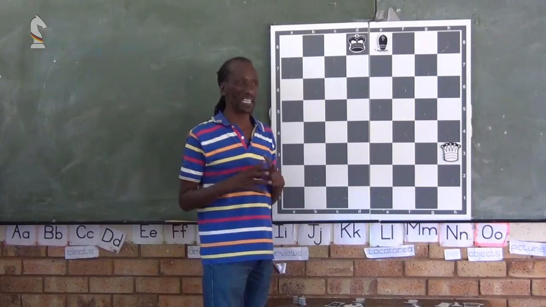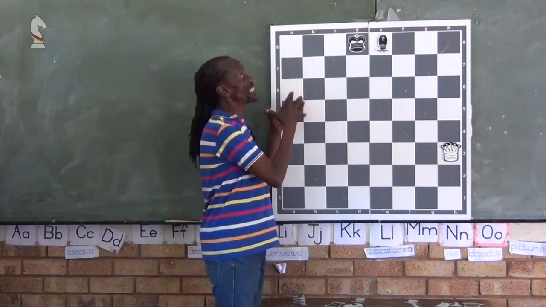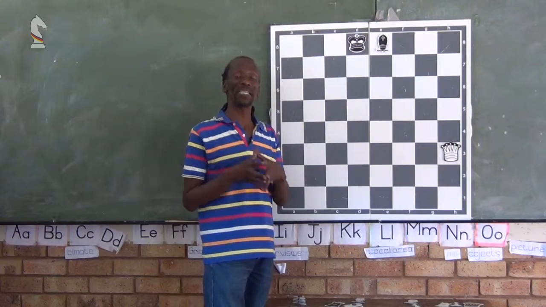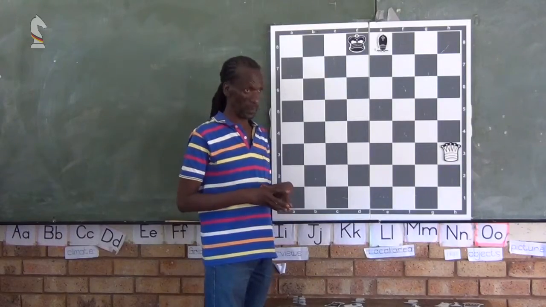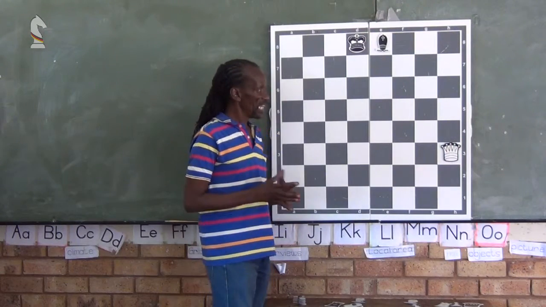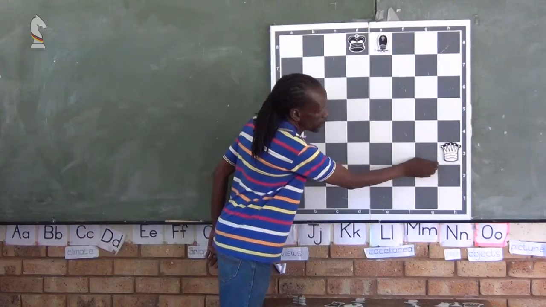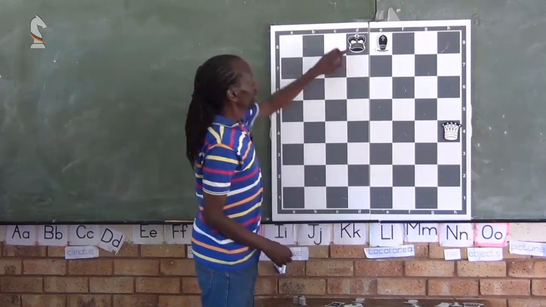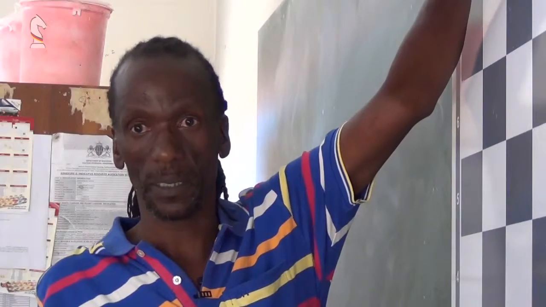Today I'm going to try and explain to you what check is. In this given scenario, there are two possibilities in which the king, the black king, can be checked. Now let's look at the first possibility. If the queen moves from h3 to h4, the king is threatened.